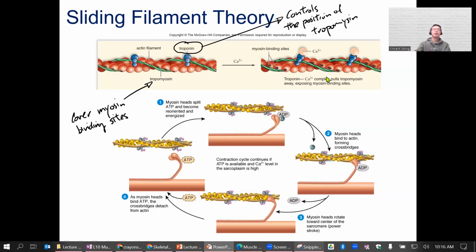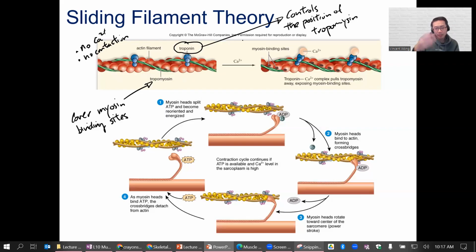Okay, so in the absence of calcium, the troponin will position the tropomyosin such that it covers up the binding site. So this is no calcium, no contraction. Okay.